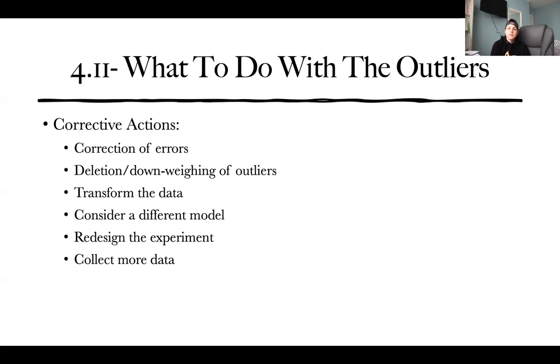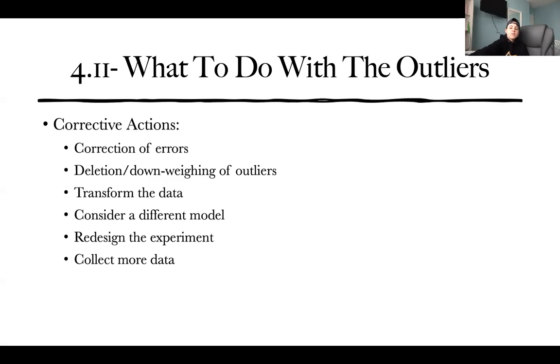And corrective actions can be taken to correct an outlier. Some of those corrective actions are displayed on the screen right here, which can be correction of errors. We can delete or downweigh the outliers, transform the data. We can consider a different model. We can also redesign the experiment, or we can go back to the drawing board and collect more data.